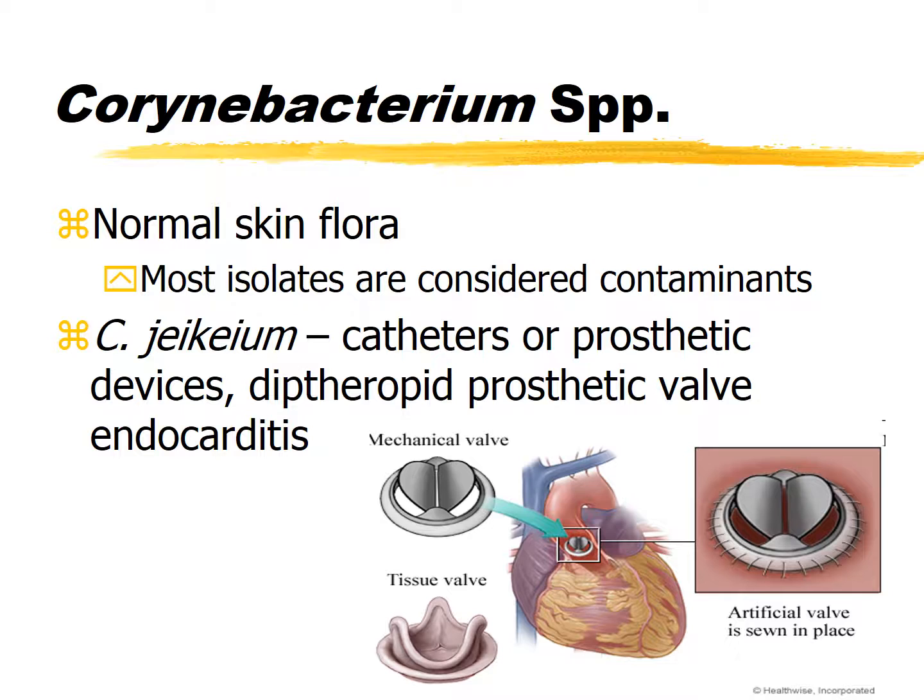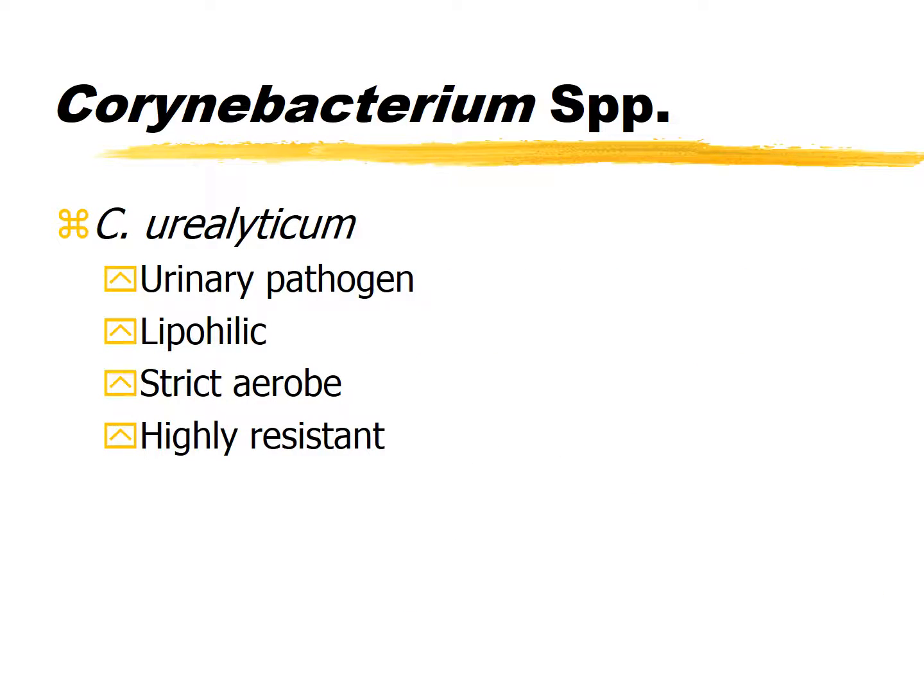So Corynebacterium can be normal skin flora. Usually when we isolate them in blood cultures, we consider them a contaminant. You have to be careful though, because besides diphtheria, jeikeium is one of the ones that you'll see in catheters or prosthetic devices. You will associate it with valve endocarditis. Urolyticum is associated with a urinary pathogen. It's lipophilic, so it loves fats. It's a strict aerobe, and it's highly resistant.